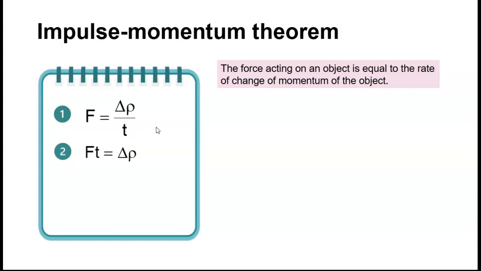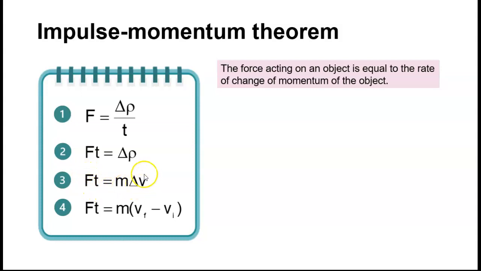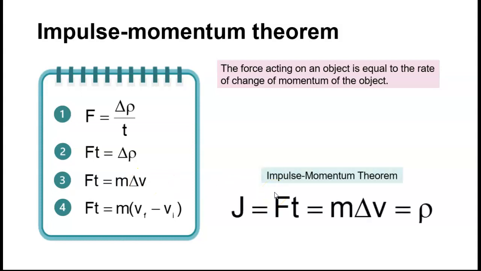And now let's break down change of momentum. Well, change of momentum is equal to m times delta v, but if the momentum is changing, we know that the mass is not changing because that's a conservation law, so that implies that the velocity has to be changing. And if the velocity is changing, we can again expand that out to the final velocity minus the initial velocity. So really, the impulse momentum theorem is step 3 here. Ft equals m delta v. Let's write that over here.